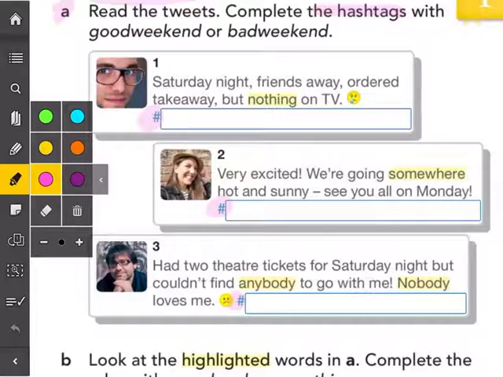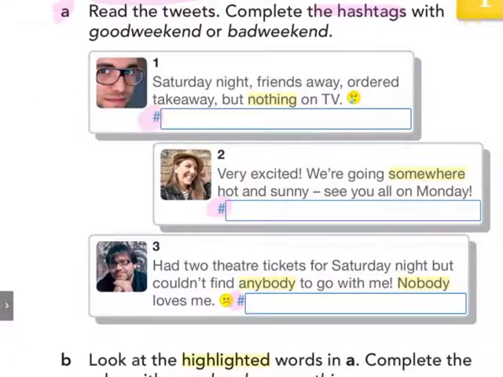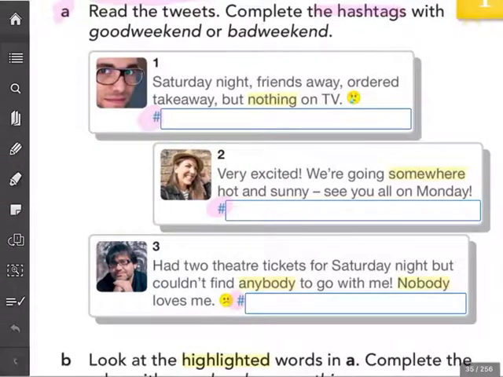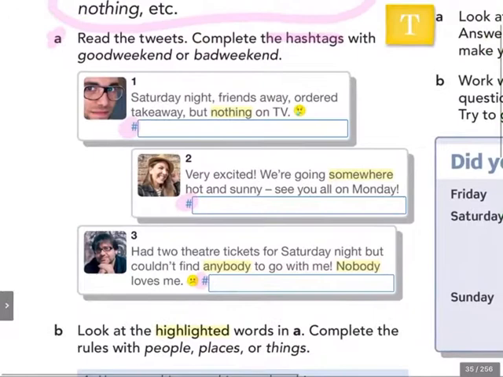In English, we call it, when we are talking especially about Twitter messages, no? You say hashtag and the message, no? So if you use Twitter, you are probably familiar with this idea, no? But those of you who don't use Twitter, I don't use Twitter, for example, the hashtag is the symbol. So far, so good? Now, let's have a look. It says, complete the hashtags with good weekend or bad weekend.